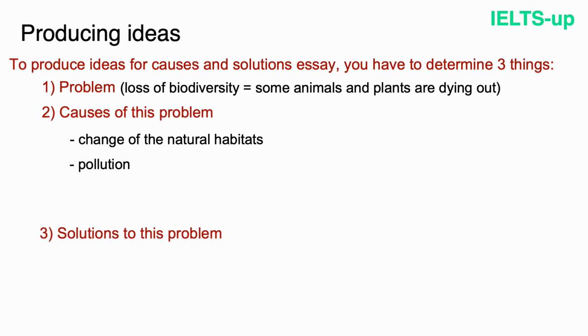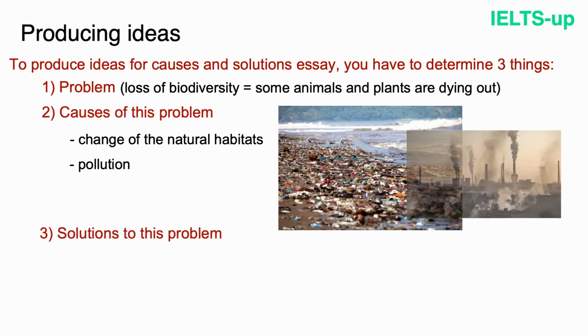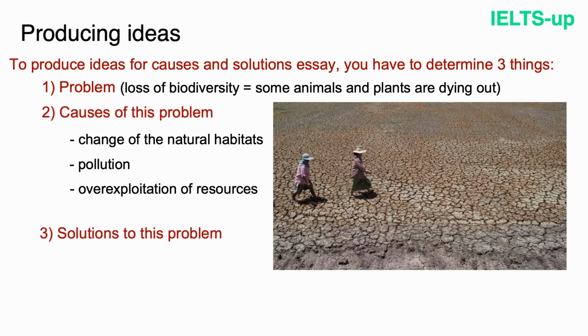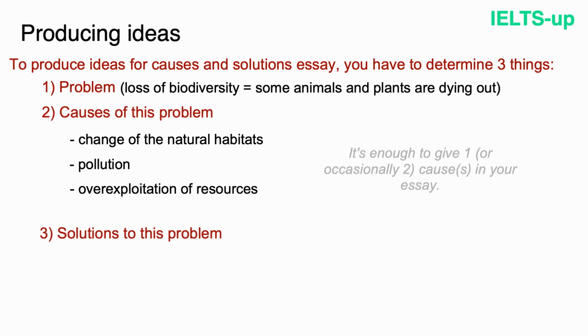Second is pollution. So pollution negatively changes the flow of energy, the chemical constitution of the environment, and the climate in general. So a lot of species cannot live under such conditions and simply die out. And third is overexploitation of resources. For example, too intense farming exhausts the soil, or too frequent fishing, which does not leave enough time for fish to reproduce, makes fish disappear. It's enough to give one, or occasionally two, causes in your essay.